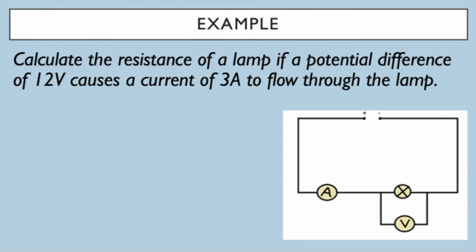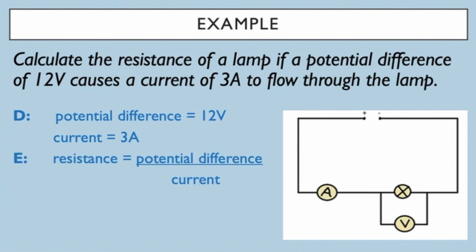Let's look at an example. Calculate the resistance of a lamp if a potential difference of 12 volts causes a current of 3 amps to flow through the lamp. Let's remember DESRA. D first, for data: the potential difference is 12 volts and the electric current is 3 amps. E for the equation: resistance equals potential difference divided by current.